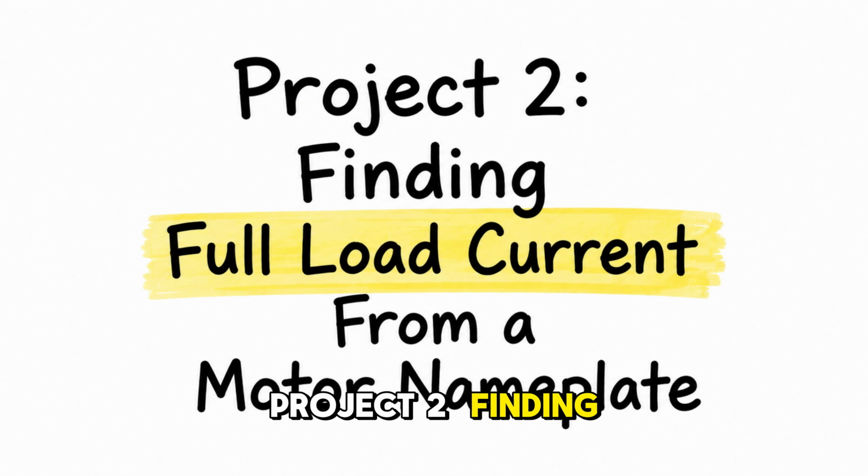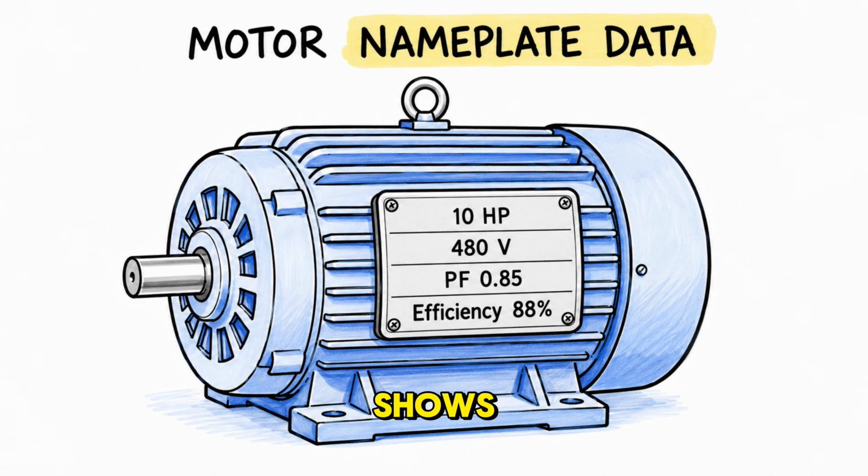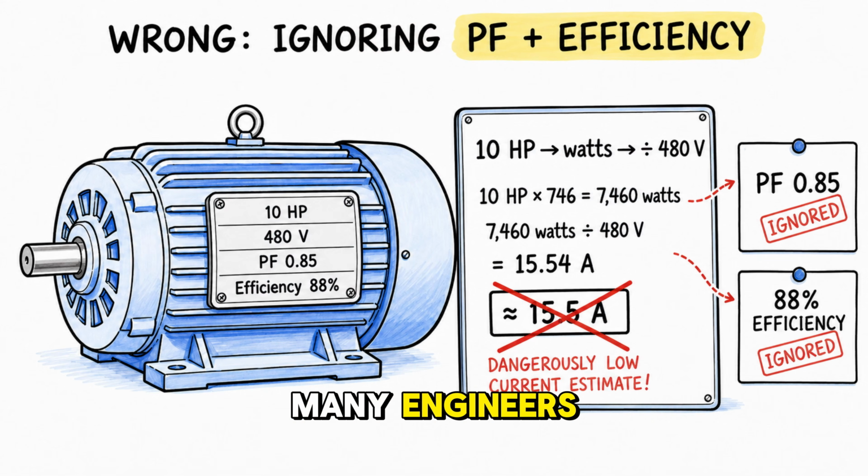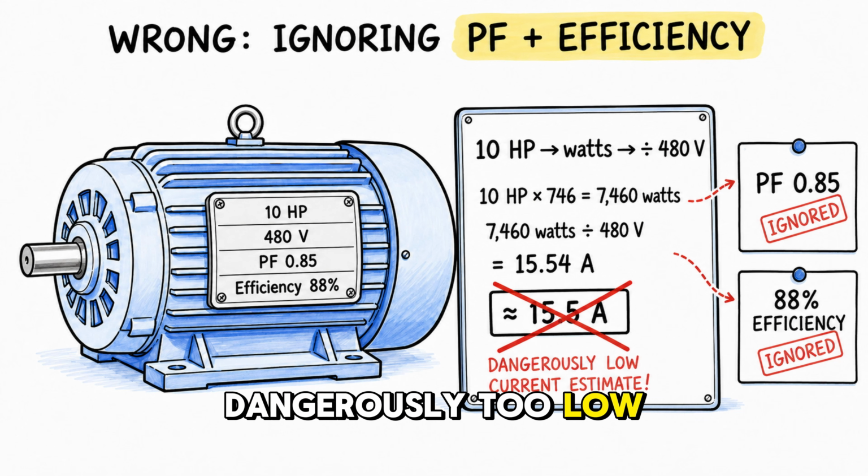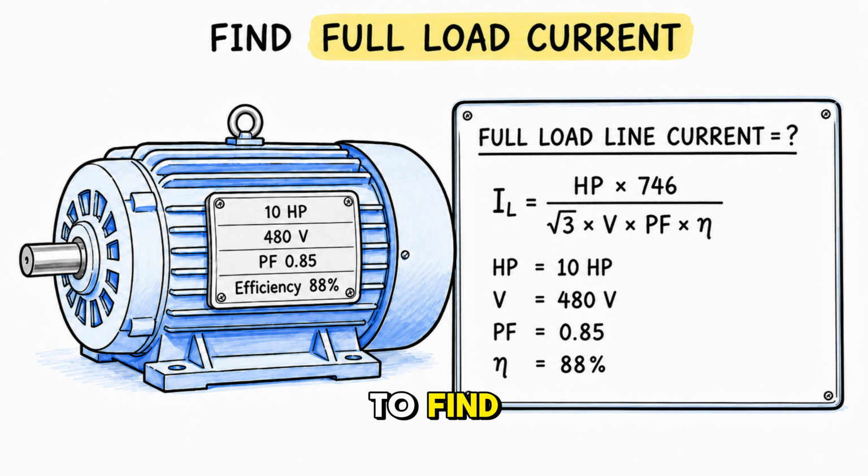Project 2. Finding full load current from a motor nameplate. A motor nameplate shows 10 horsepower, 480 volts, power factor 0.85, and efficiency 88%. Many engineers simply convert horsepower to watts and divide by voltage to find the current. But this calculation ignores both power factor and efficiency and gives an answer that is dangerously too low. So what is the correct method to find full load line current from a motor nameplate?